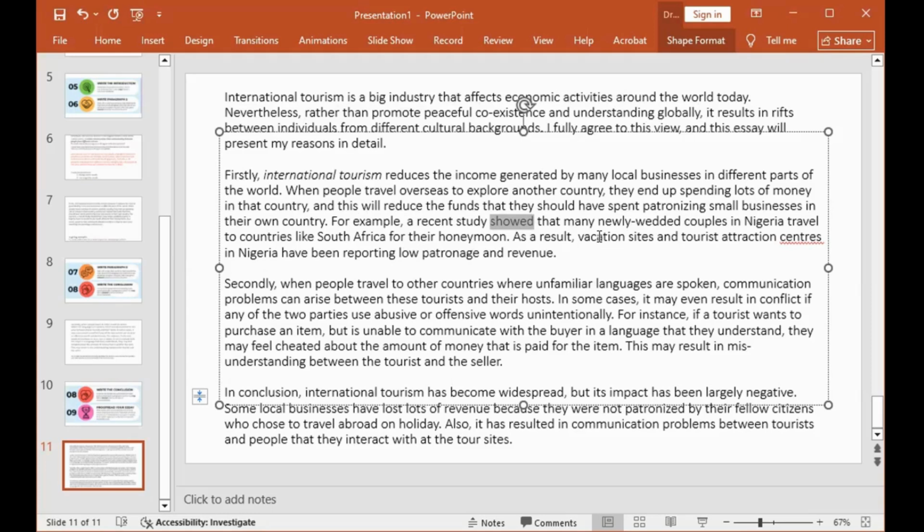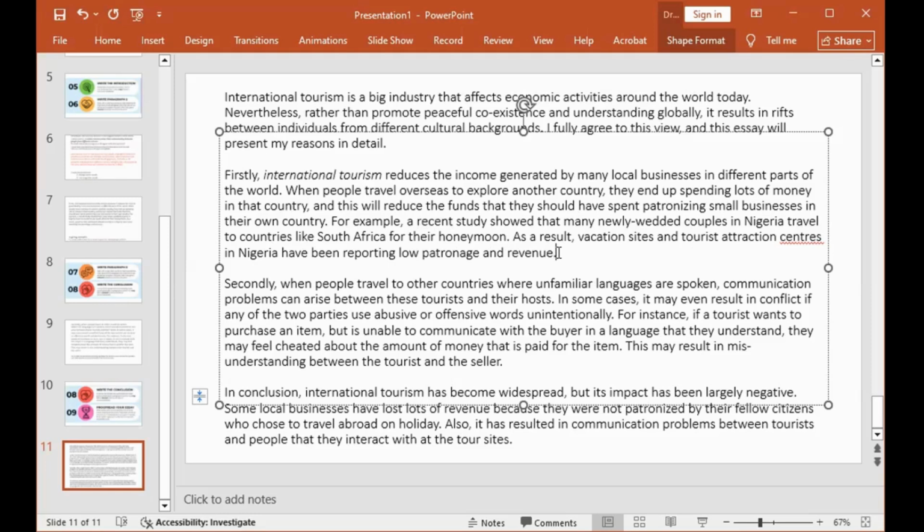As a result, vacation sites and tourist attraction centers in Nigeria have been... can you see, have been. Remember what I said about "recent" earlier on? Whenever you use "recent", somehow you must connect the present perfect tense into that sentence, or maybe a sentence that follows after it. So many vacation sites have been reporting low patronage and revenue.